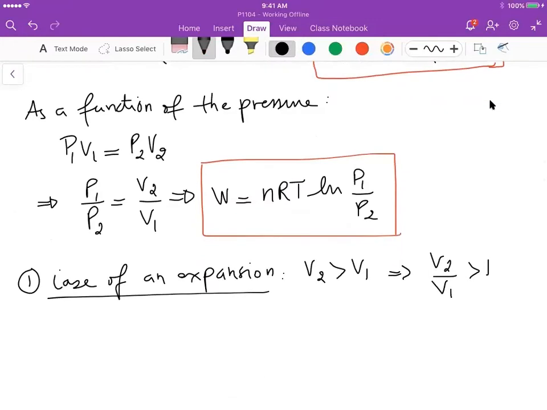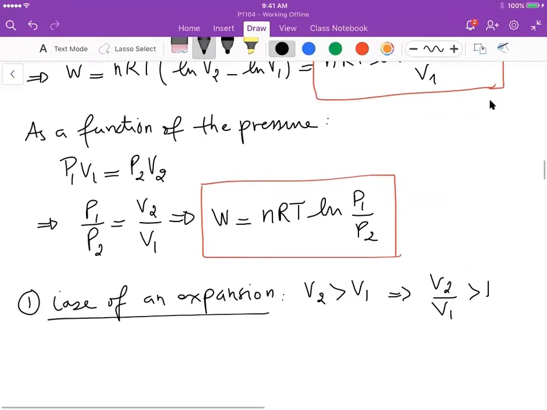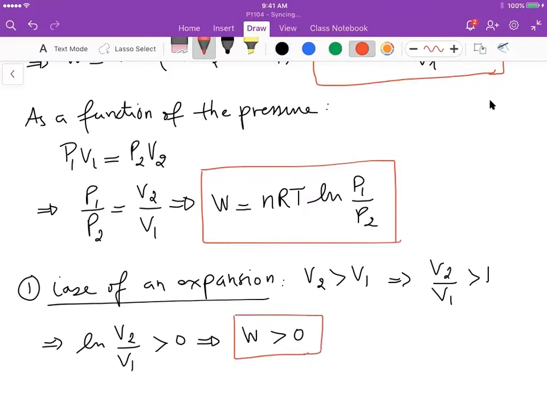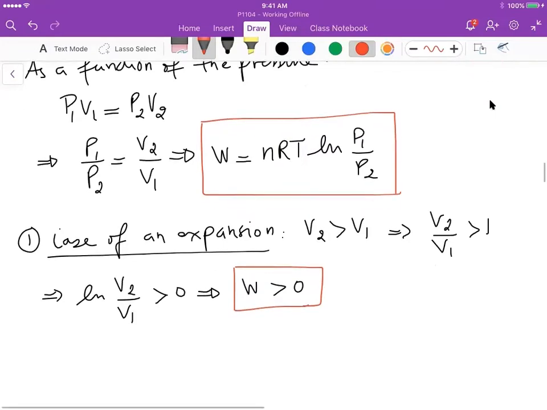Okay, so if V2 over V1 is greater than 1, that means that ln V2 over V1 is positive, which means that the work W also is positive. And that is true. This is logical according to what we have said earlier, because if the gas is making an expansion, that means that it is exerting work on the external surrounding, and therefore it's losing energy. So that means that the energy in this case is leaving the system.